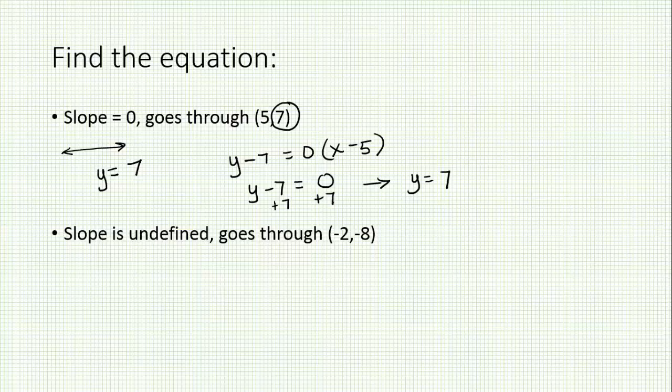Slope is undefined, so that means this is a vertical line. And vertical lines all look like x equals whatever that shared x value is. So just look at the x-coordinate and you've got it. It's -2. Done. See how easy that is? And there is your quick introduction to vertical and horizontal lines.